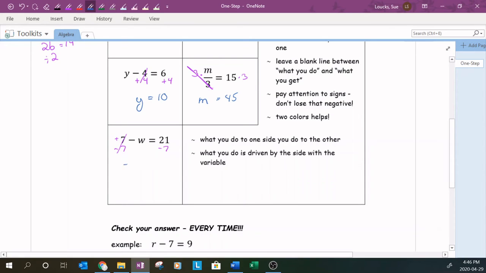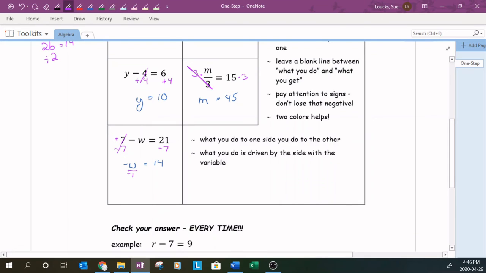I'm left with negative w, which equals 21 minus 7, which is 14. Sorry, that's negative 7, so negative w equals 14. But I don't care what negative w is. I want to know what w is. So I need to do something to my left side to have just w. You can multiply or divide by negative 1.